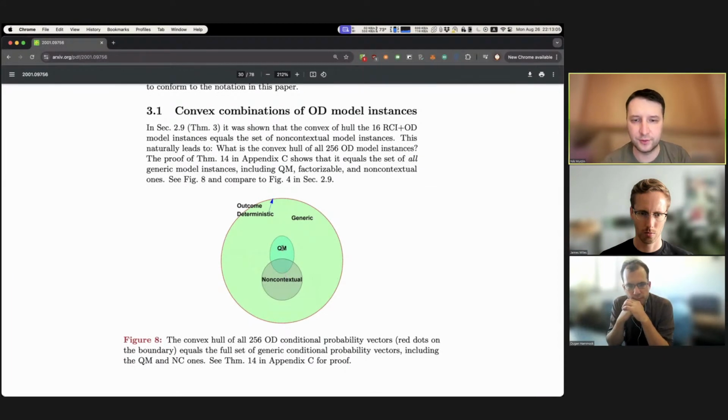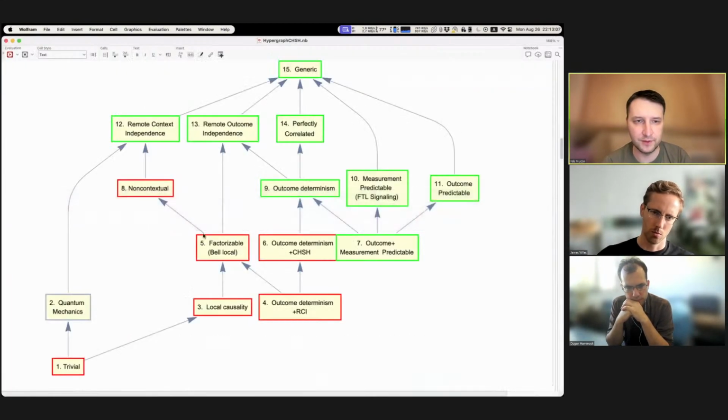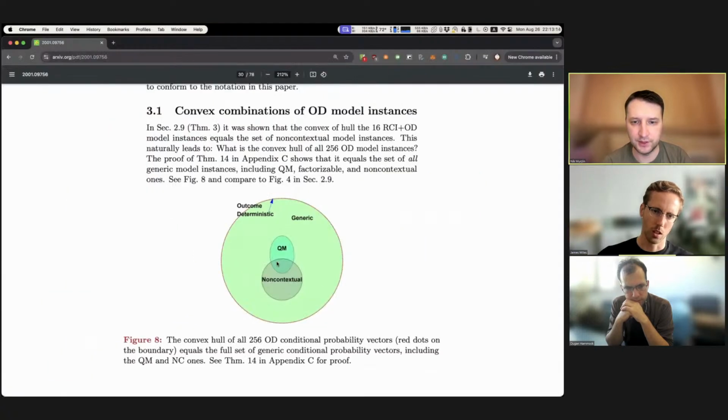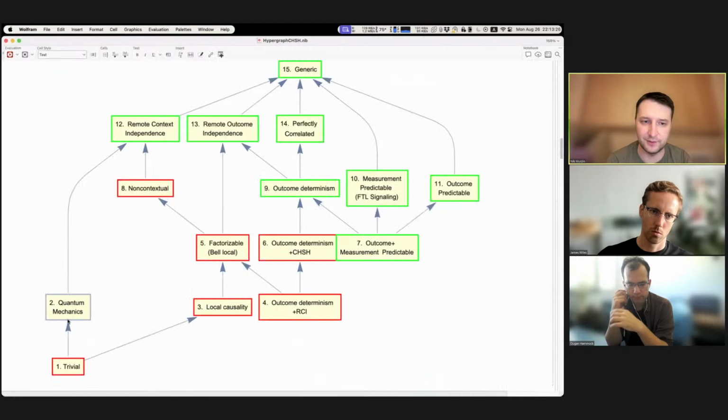You see, like this QM and non-contextual thing. They're both included in these types of models, but they intersect each other. So there are models that are both non-contextual and quantum mechanical, but they're not strictly included one in another. That's why there's no arrow between them.